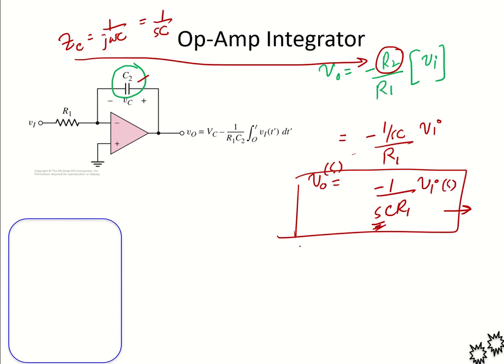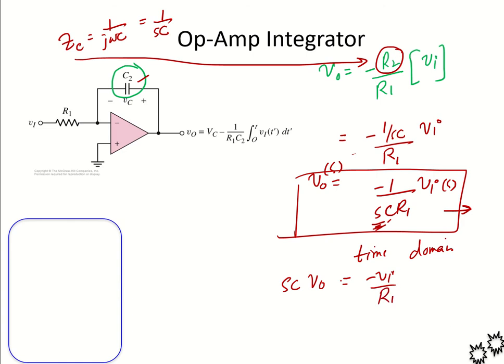If you want to convert this into the time domain, we have to take the inverse Laplace transform. Let's see how we can do that. I can rewrite this equation as sC V naught, which will be equal to minus V input divided by R1.